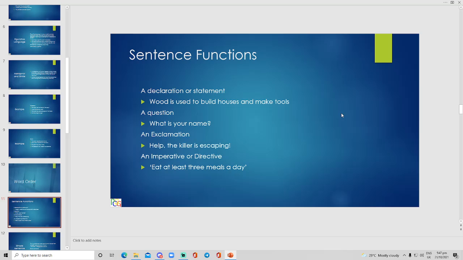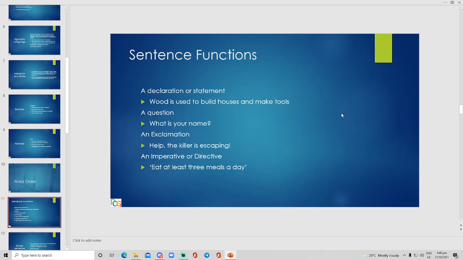Alright? So, wood is used to build houses and make tools. I did not answer a question, because as you can see, a question is the next one. I did not exclaim or make an exclamation. I just stated something. So declaration or statement, literally stated something. I said that wood is used to build houses and make tools. Usually these sentences are facts, and usually it is almost like language we would have with somebody else when we're just saying something to them. Okay? And obviously you know what a question is. What is your name? How are you doing? Etc. That's a question.